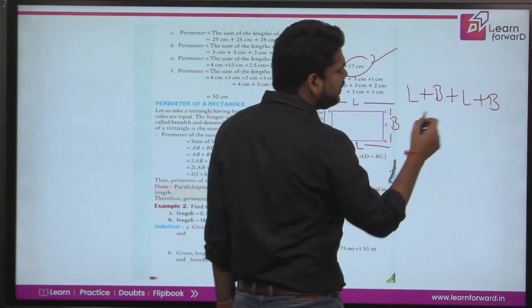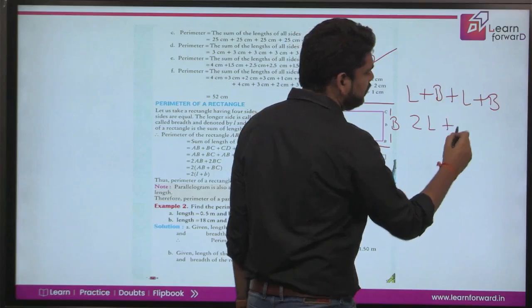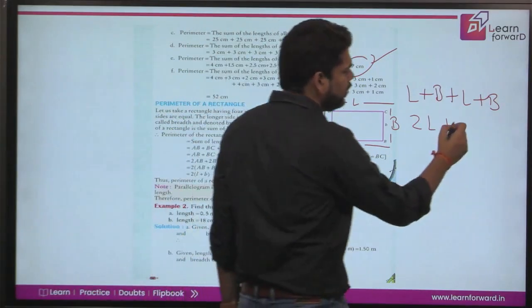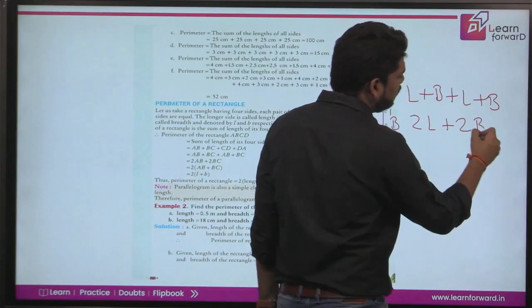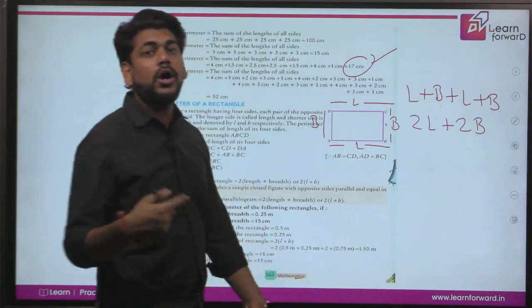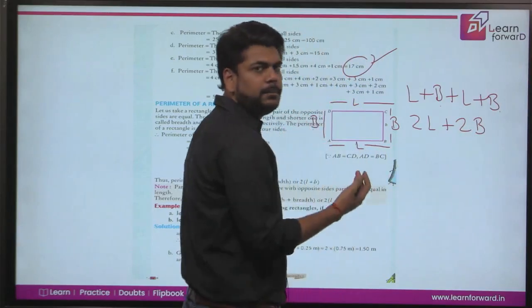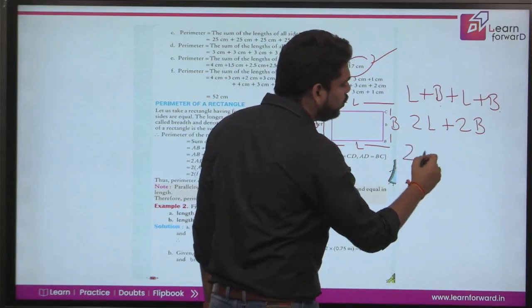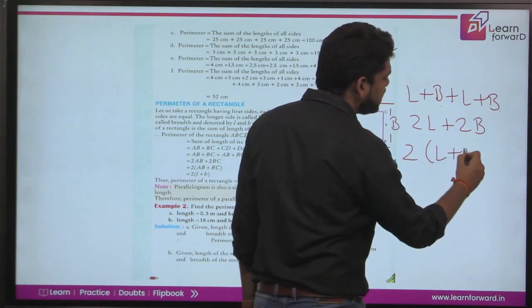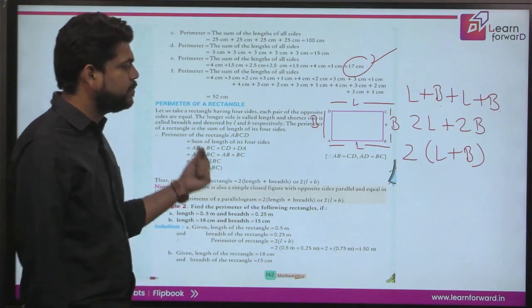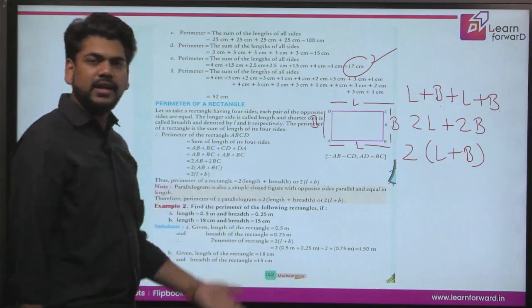Now how many lengths are there? Two lengths. Then what have I done? Length plus length, 2 length. B plus B, 2B. Because repeated addition is called multiplication. Fine. Now 2 is being multiplied with both the numbers. What have I taken? We have taken 2 in common and this is length plus breadth. That means 2 times the length plus breadth is the perimeter of a rectangle.